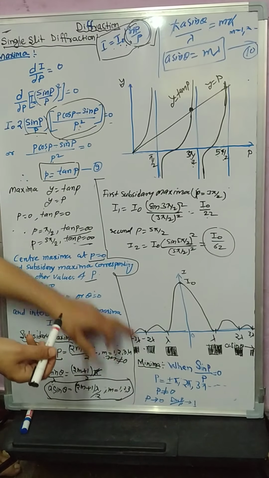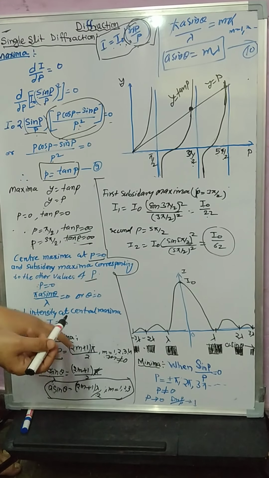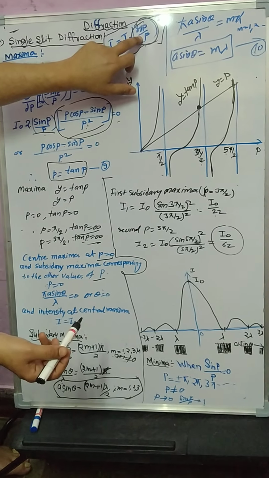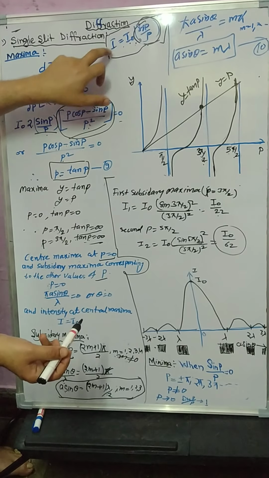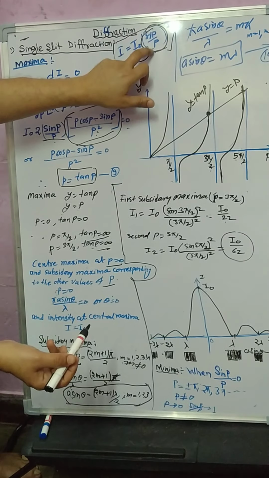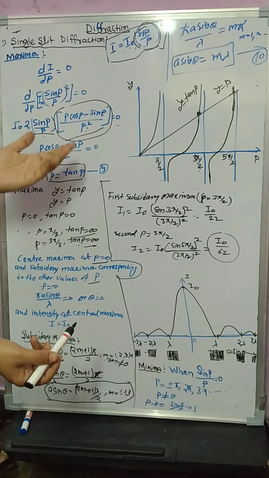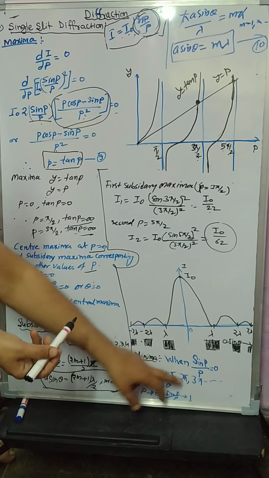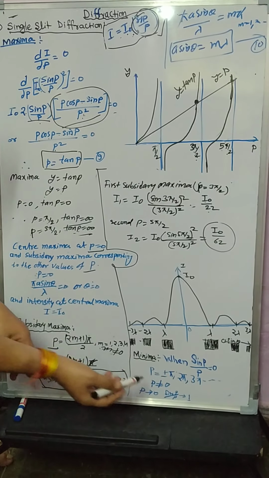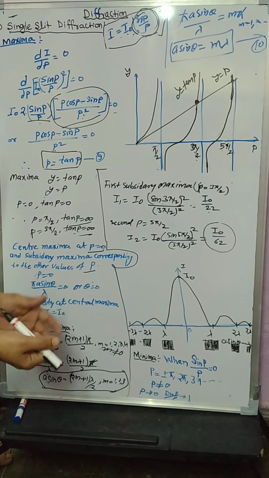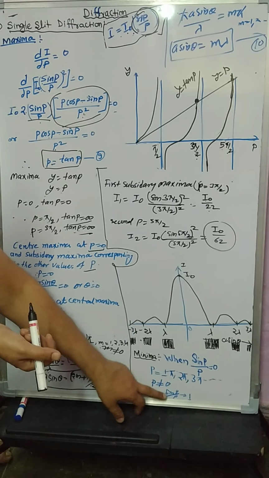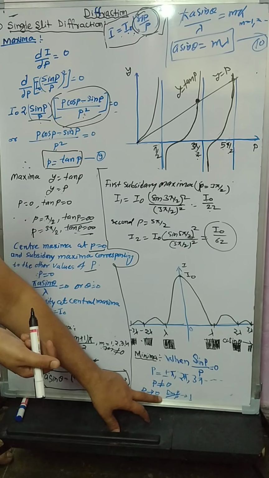Second, the condition of minima. This value is the condition of maximum, and this value is minimum because sin p upon p is 0. The condition of minima: p equals plus minus pi, 2 pi, 3 pi, and so on. p is not equal to 0, because p equal to 0 is the central maxima. As p tends to 0, sin p upon p equals 1, the condition of maximum.